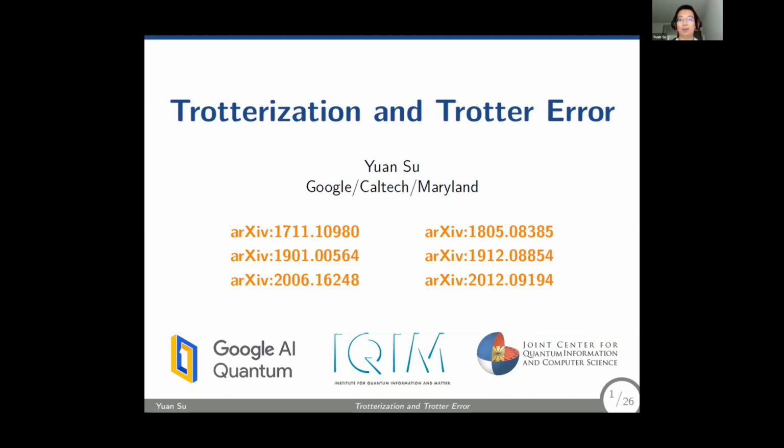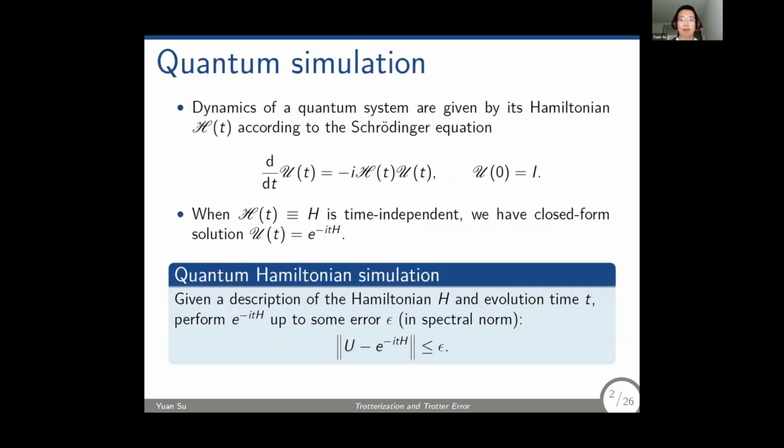But anyway, the dynamics of a quantum system, as we probably know, are described by the so-called Schrödinger equation. Suppose we denote this evolution operator to be U(t), then the first derivative of this operator is equal to the Hamiltonian times the evolution operator. And we also have some initial condition here, which is given by the identity matrix. So this is a first-order differential equation.